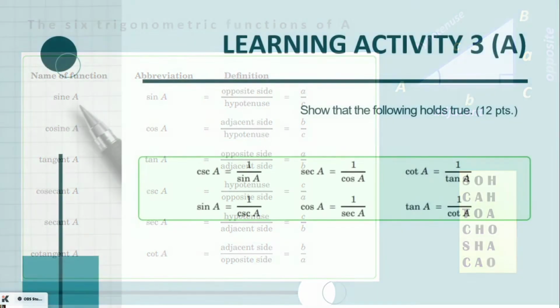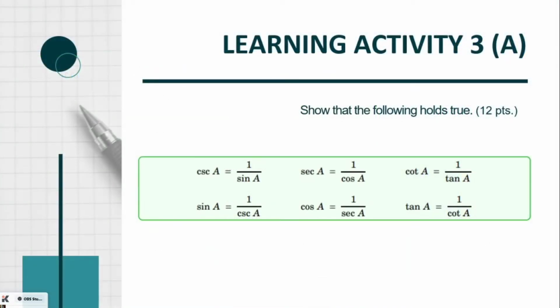Alright, now for your learning activity 3, this is the first part. You are going to show that the following holds true. Each one is equal to 2 points, so all of this will be for 12 points. We'll also be posting this one in our Google Classroom.